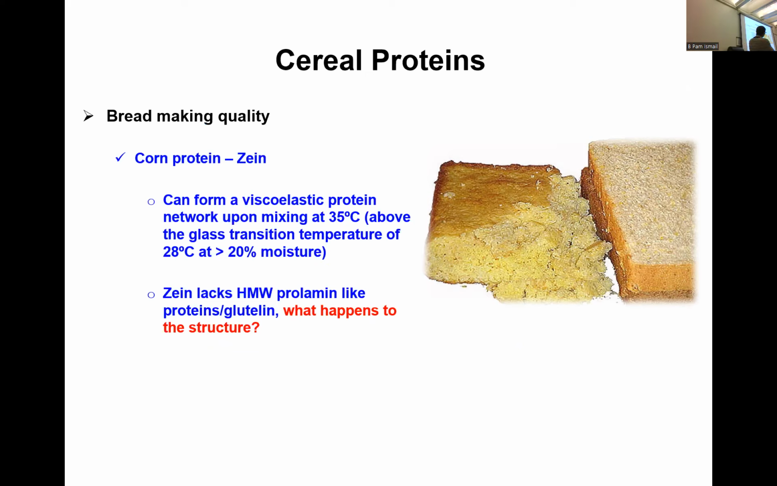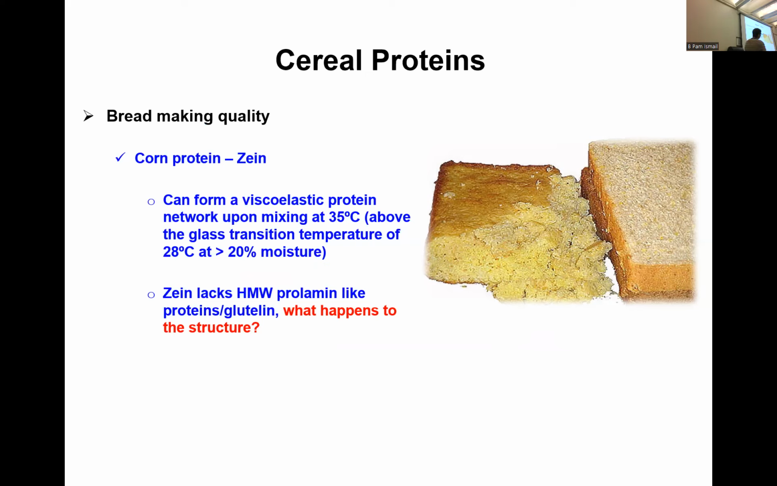So it's very hard to form a viscoelastic dough. It has a high glass transition, so you have to perform the mixing at high temperature, relatively above room temperature. You can reduce that if the moisture content is about 20%. You can have 28 degrees being above the glass transition.